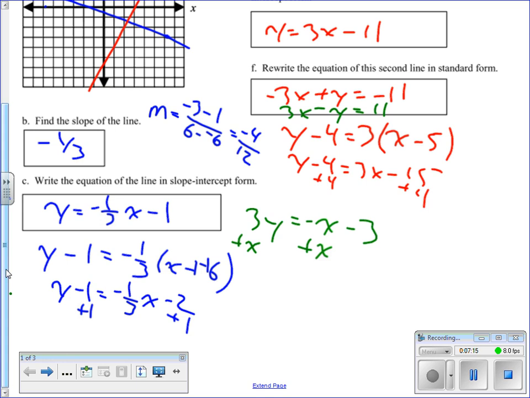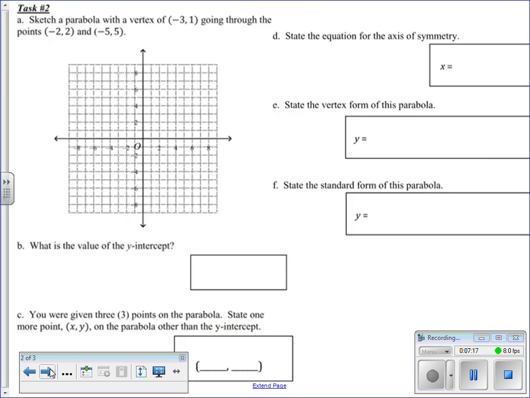Okay, next page. Okay, sketch the parabola with a vertex of (-3, 1), going through the points (-2, 2) and (-5, 5). First thing you do is you plot the points. And the vertex is the most important one.